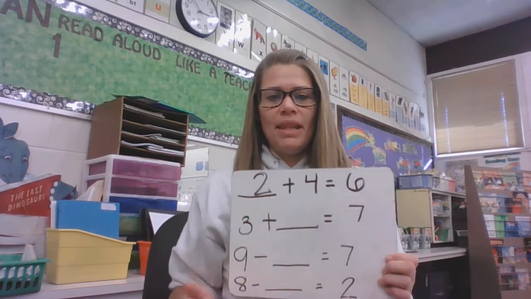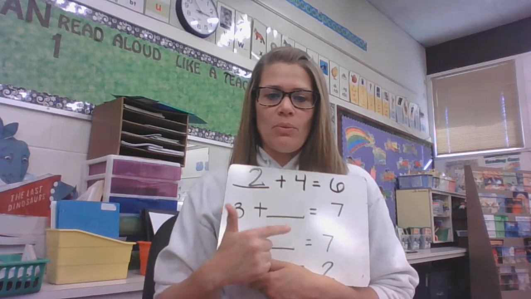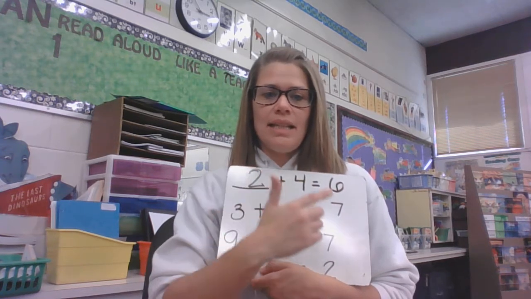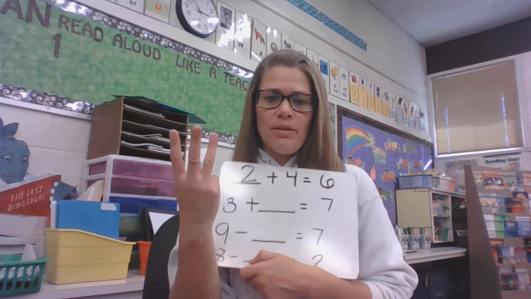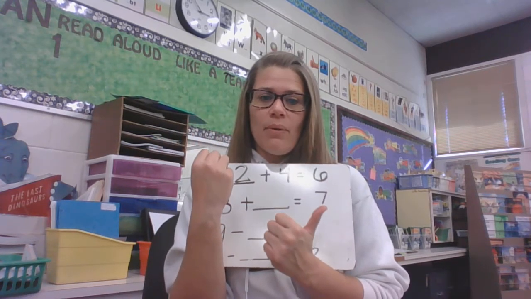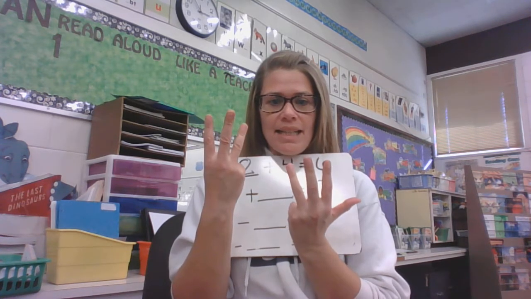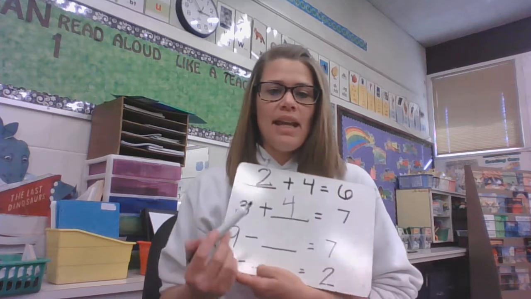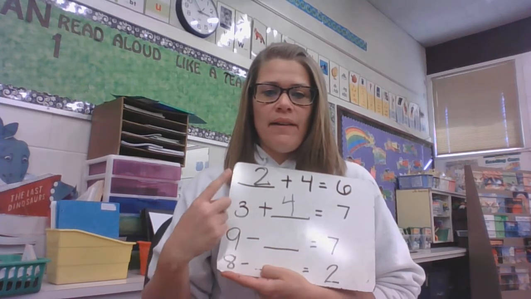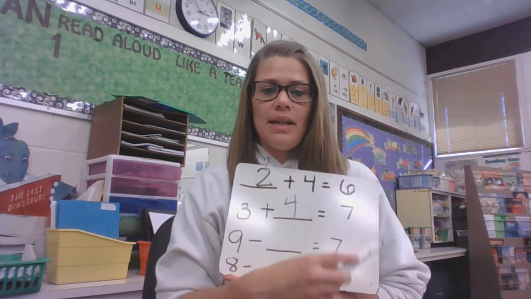Okay, this one, same thing. I'm going to use my fingers. Okay, so 3 plus what equals 7? What do I need to add to my 3 to get to 7? So I'm going to put up my 3 fingers, and I'm going to count up until I get to 7. So 3, 4, 5, 6, 7. How many did I add on to get to 7? 4. So let's put 4 in the blank and always double check our answers. Okay, so let's check it. 4, 5, 6, 7. Yes, 3 plus 4 does equal 7.